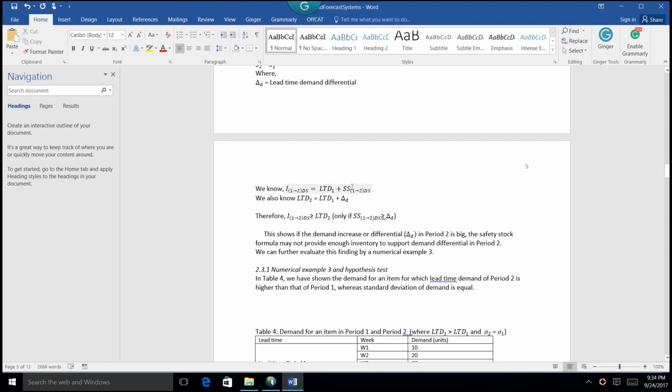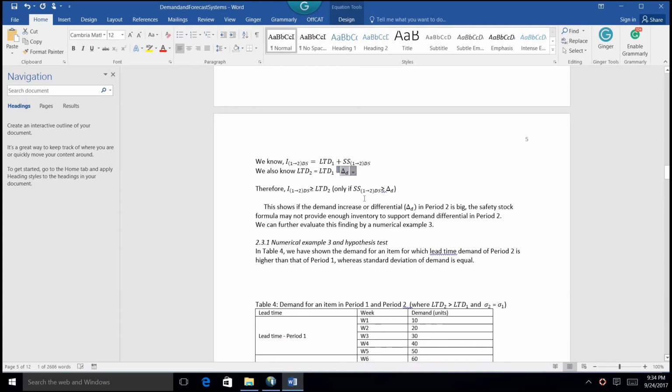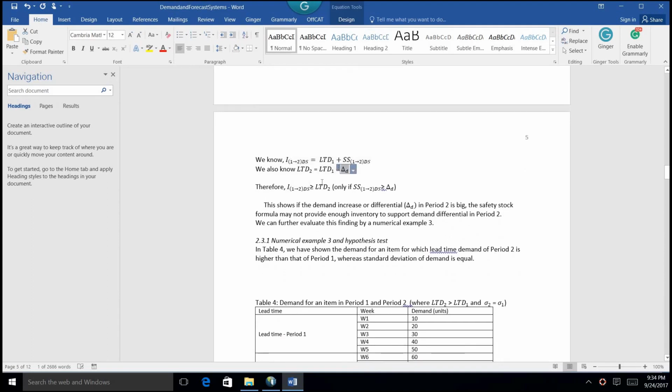Okay, so when SS1, this value, becomes greater than delta D, then this value from the left hand side will be greater than LTD2. Okay, and you can put some numbers here and then you can verify this. It's not a very complicated math.